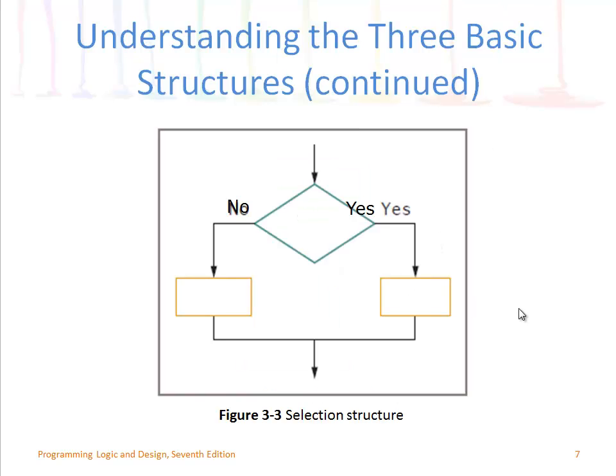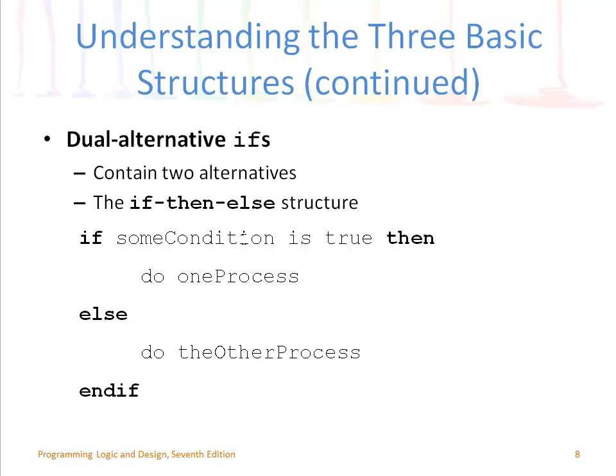A selection structure is going to be if, then, else, something else. This is what is called a dual alternative if, and so I might say, well, if it's daylight outside, I will go for a run. If it's not, I will stay inside and play video games. I don't know, whatever the solution might be there, that's a dual alternative if. And in pseudocode it looks like this. If the condition is true, say if it's daylight, then do something, else do something else.